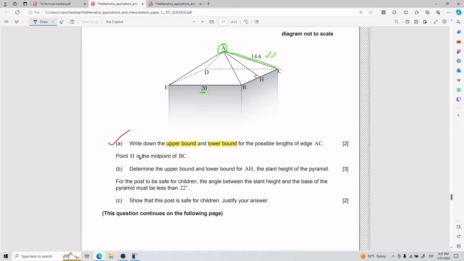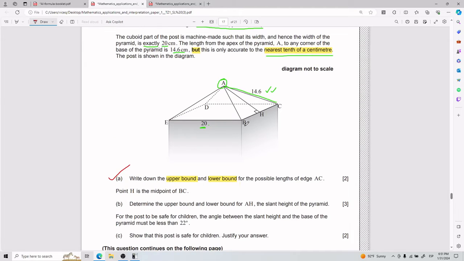They tell us that point H is the midpoint of BC. Okay, midpoint of BC. Determine the upper bound and lower bound for AH, the slant height of the pyramid. Okay, so now it gets a little bit more interesting. See? First things first, because H is the midpoint of BC, that means the distance from B to H and the distance from H to C is the same. That's why I put a stick on both of them to signify that they're the same distance. And because I know that from E to B, for example, is 20, that means from B to H is 10, and from H to C is also 10, see?